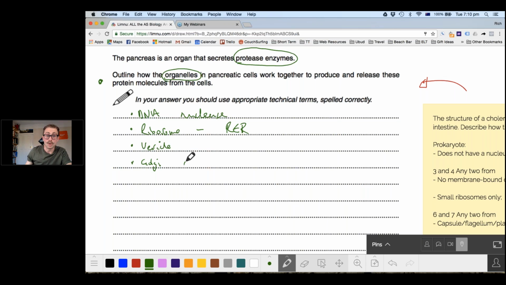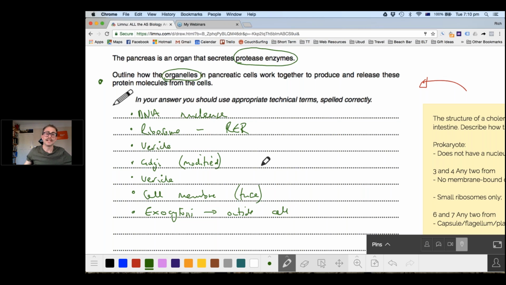It's then going to be modified, is what they normally say here. And then it's going to go into another vesicle, and it's going to go to the cell membrane. It's going to fuse with the cell membrane, probably by exocytosis, I imagine. They might not like exocytosis, but we'll see. And then it will be outside the cell.